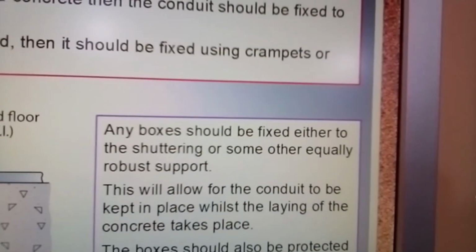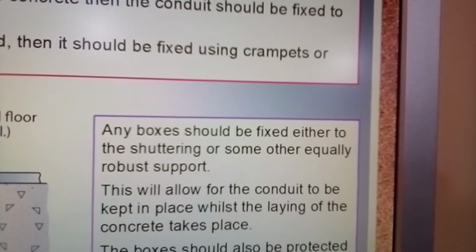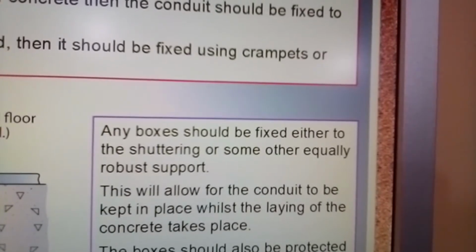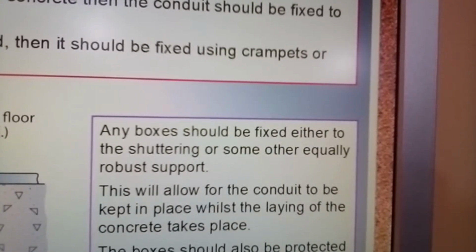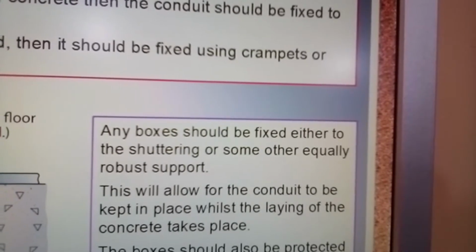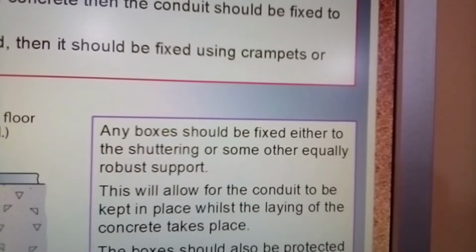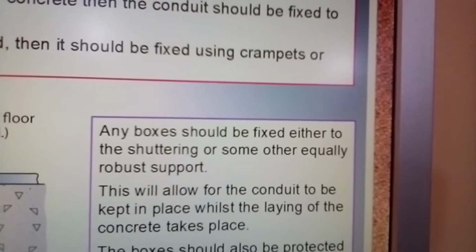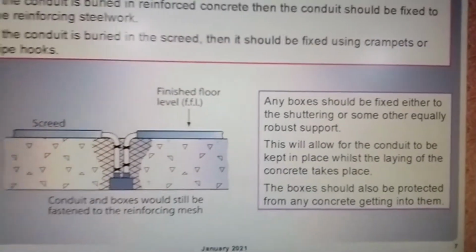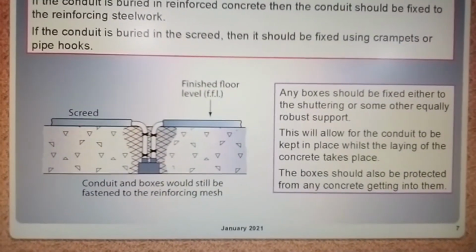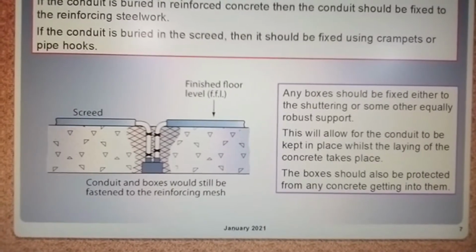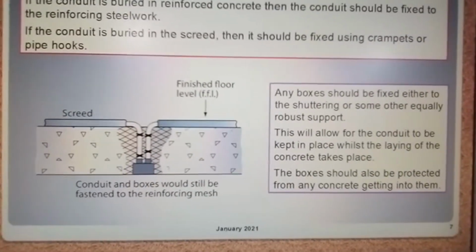Any boxes should be fixed either to the shuttering or some other equally robust support. This will allow for the conduit to be kept in place whilst the laying of the concrete takes place. The boxes should also be protected from any concrete getting into them. Okay? So you can stuff your boxes with foam or newspaper support. Because you cannot get cables into a junction box or conduit box that's been filled with concrete. It will not work.